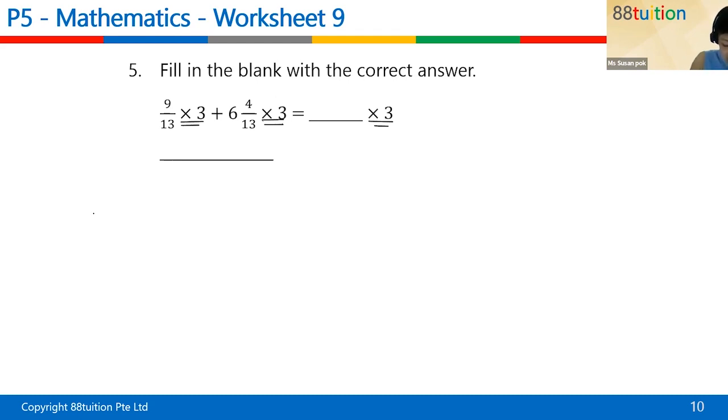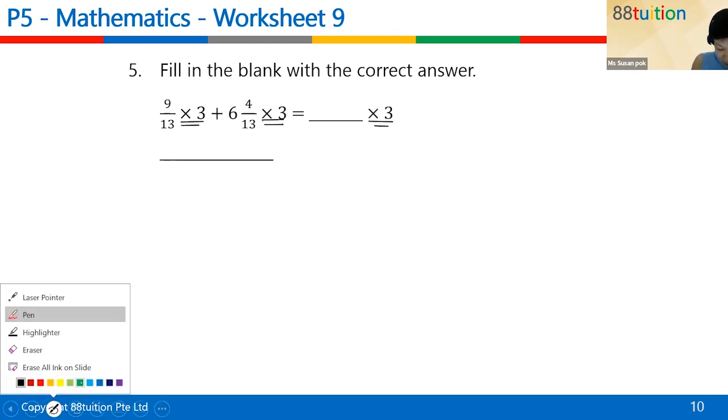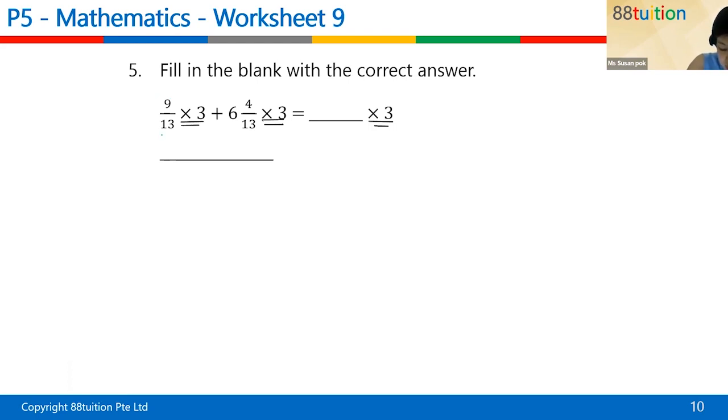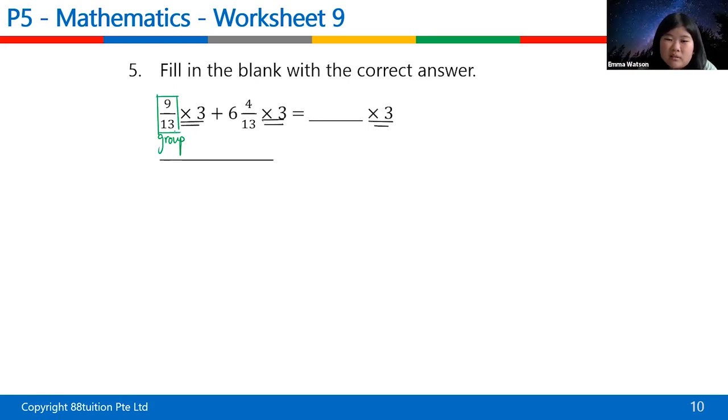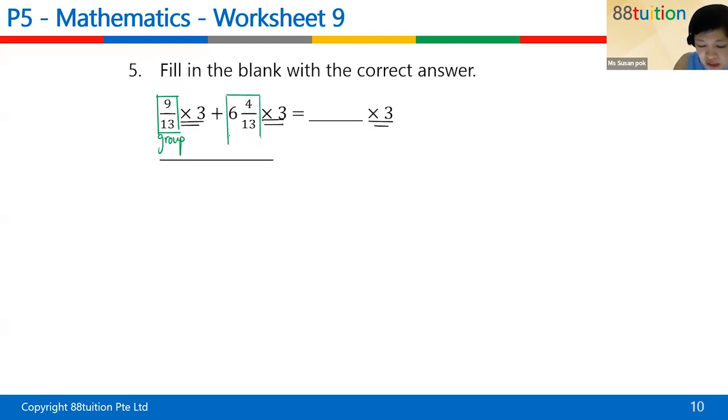Okay, I change the color, then you can see better. You wait a while. Can I say this is a group of 13ths? Okay, so this is a group. So there are how many groups of 3? 9 13ths. So this is how many groups of 3? 6 and 4 13ths groups of 3. So therefore, when this group of 3 plus this group of 3, how many groups of 3 will you get? Okay, so technically you can add the fractions together.